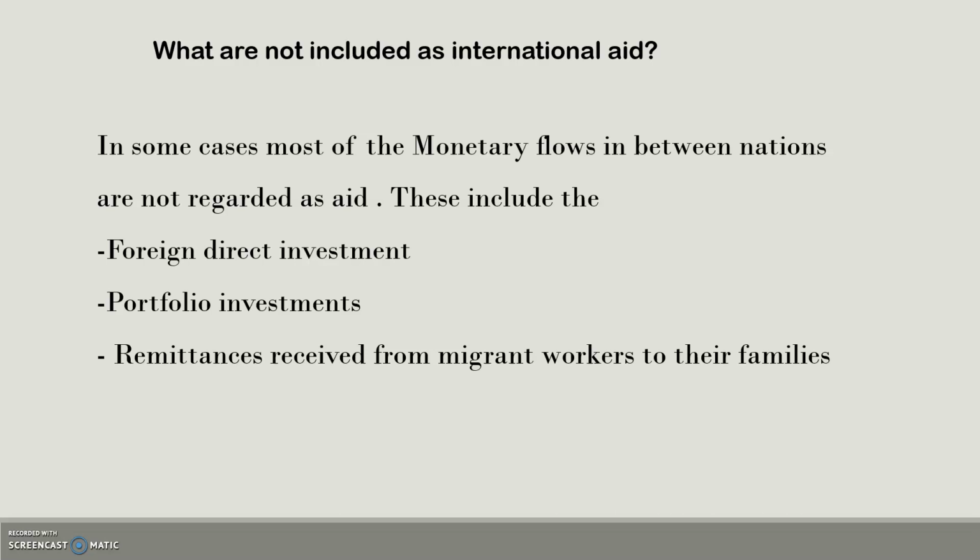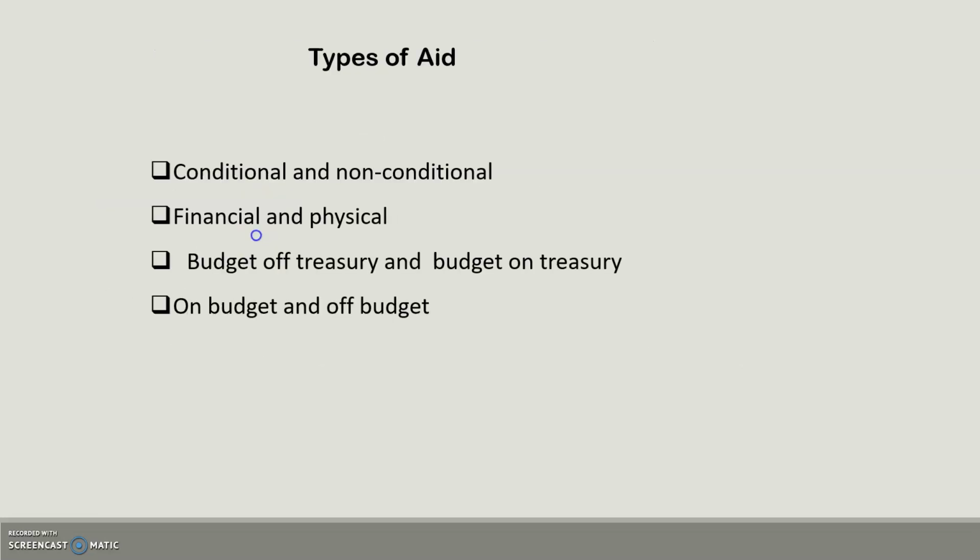Just think that I work here in Canada and I'm getting paid by a certain company, and then I send this money to my family living somewhere else. That is not international aid. Right, types of aid. There are certain types of international aid: conditional and unconditional.